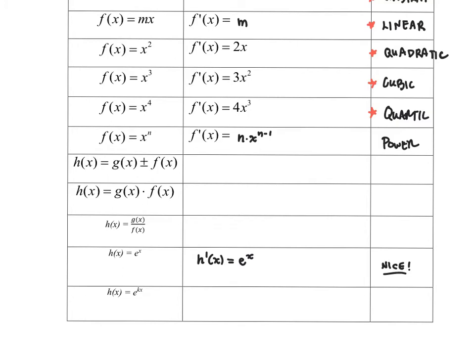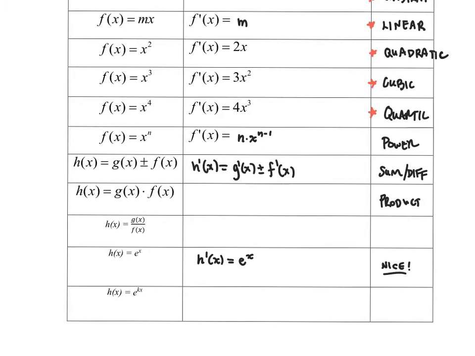The sum and difference rule: when taking the derivative of two functions that are added or subtracted together, you just take the derivative of each of them individually. So that'd be g prime of x plus or minus, depending on the situation, f prime of x. Okay, the product rule, which is the next one, is not quite so simple.